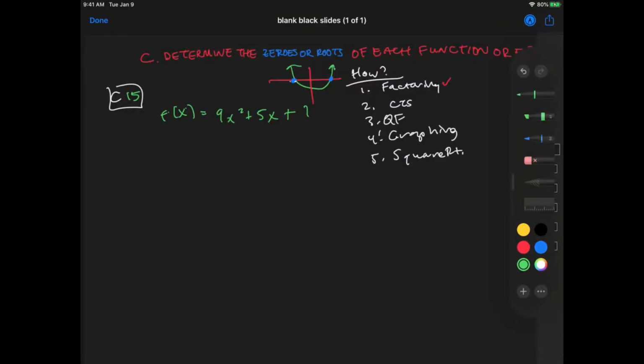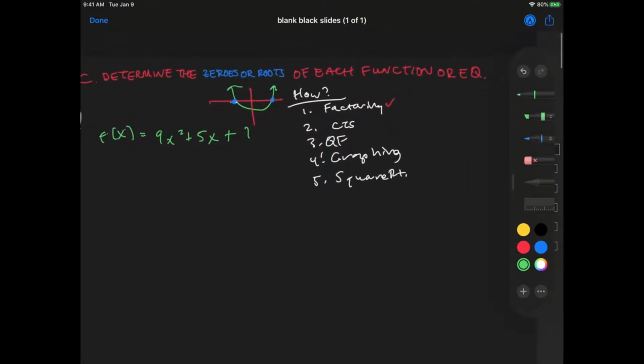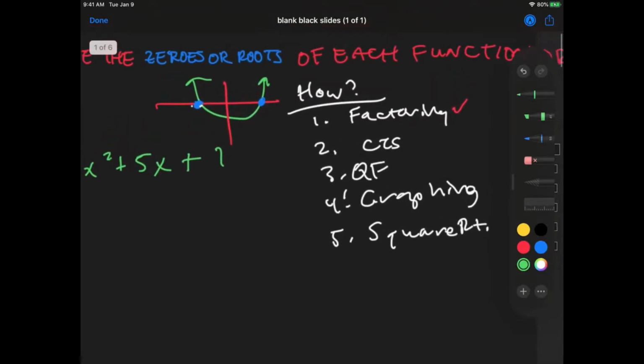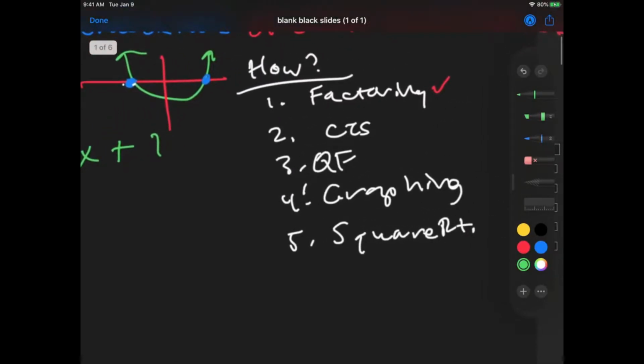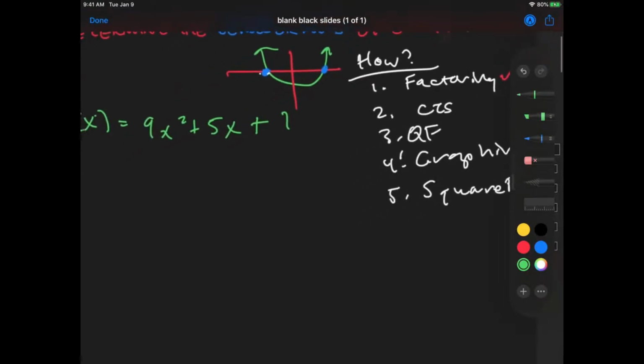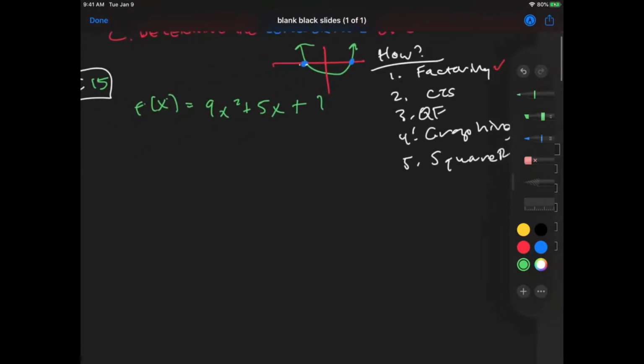Find x. Hey math lovers, let's go over C15. Determine the zeros of each function or equation. Remember, how do I find those blue dots? You can use one of these 5 methods. We always try to go for factoring. So let's go ahead and see if we can get to this one, the factoring.